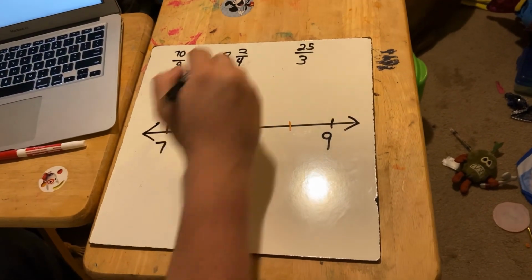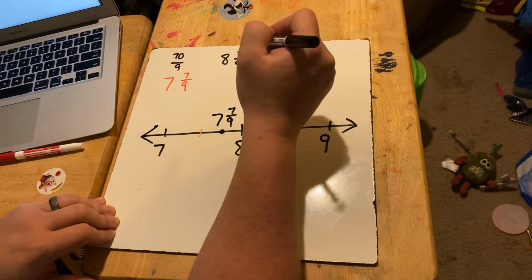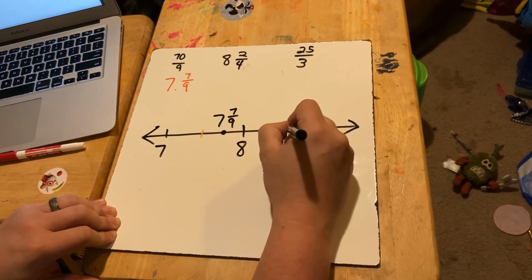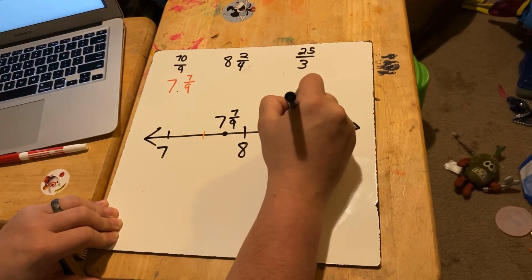Well, the second fraction we have up here, 8 and 2/4, we know that 2/4 is the same thing as 1/2. So this is going to be an easy one. That one actually goes right there. 8 and 2/4.